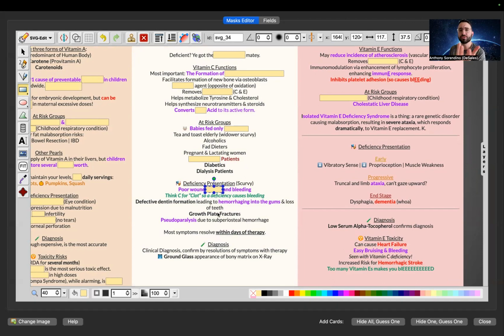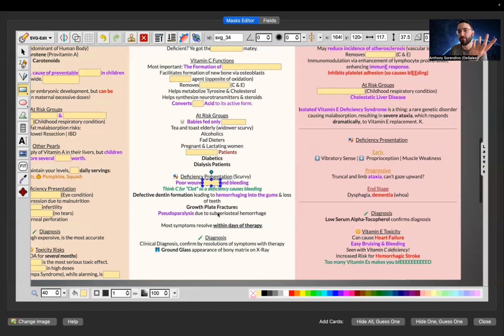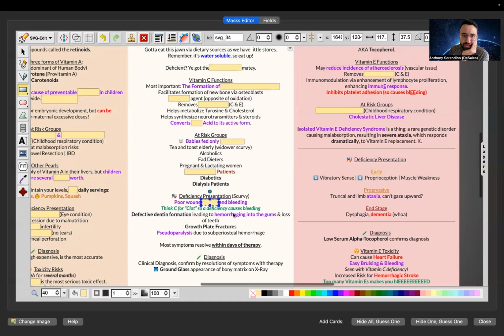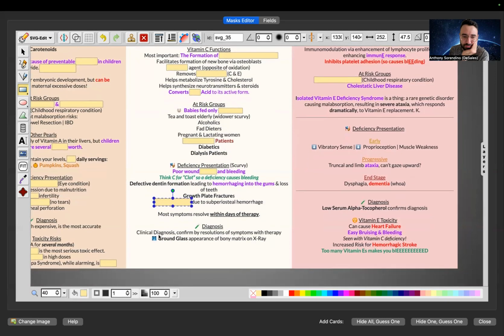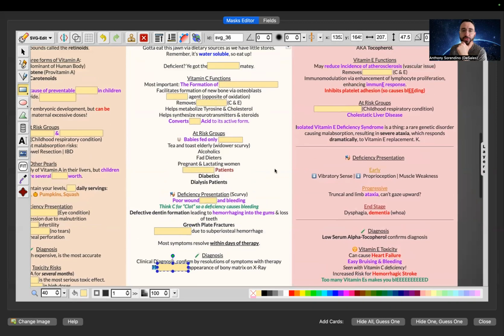C for clot. So vitamin C helps our clotting factors. I don't know that that's the case, but in absence of that, it's going to cause bleeding and poor wound healing. Growth plate fractures. Yeah, definitely want to make sure we know this is important for bones. I mean, collagen we already put in there. This is going to be important. Pseudoparalysis, disappearance on X-ray. All right, that looks pretty good for C.